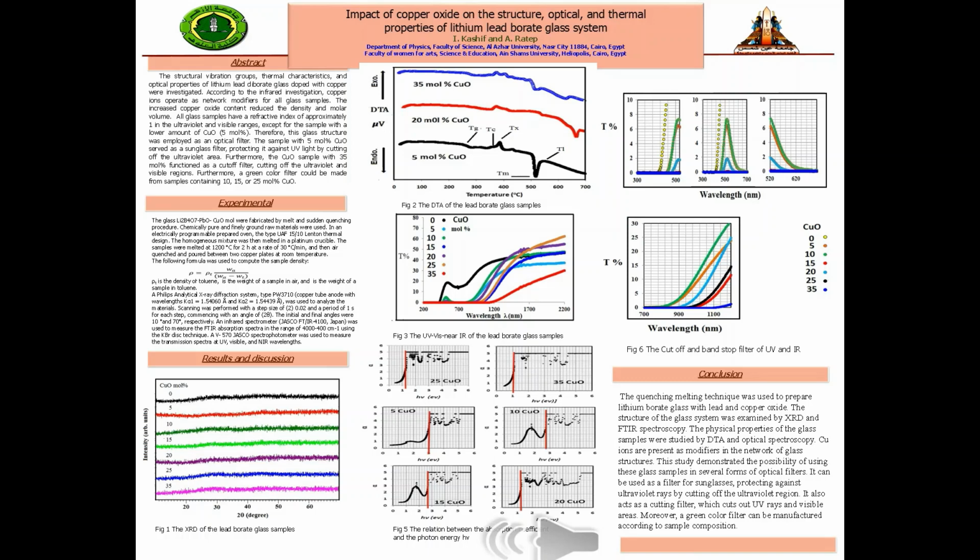Other thermal properties like glass forming ability and glass stability were determined, and we found that the sample containing 20 mole percent of copper oxide has the highest stability, which explains the lower crystallization of the glass sample. Optical properties are shown in figure 3, and we found the transmission decreases with increasing copper concentration. In addition, the samples contain two peaks, one in the visible region and the other in the near IR region, that disappear or decrease with increasing copper concentration.